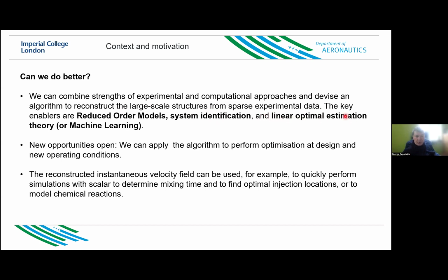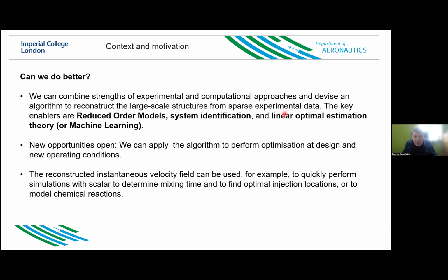If we want to go to nonlinear problems, then we have to use machine learning. But in my talk, I will focus on linear optimal estimation, because as you will see, this gives me the additional advantage of being interpretable. So the matrices that I'm going to get are interpretable. Starting from the equations, I can get exactly what these matrices mean, so I know how these matrices originate in the original equations.